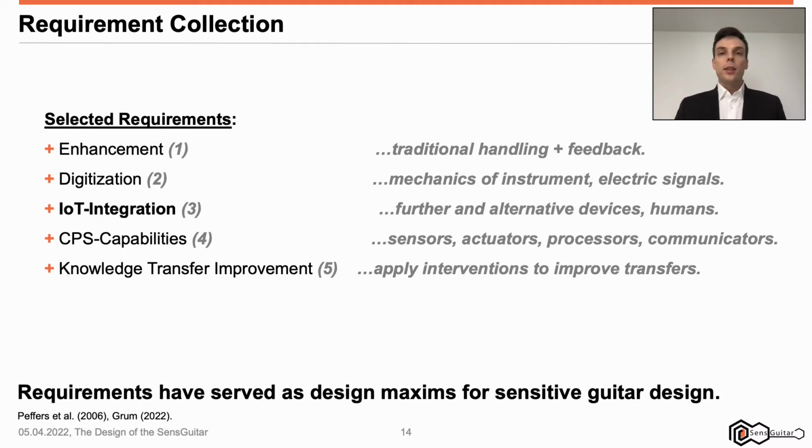Third, IoT integration. Internet of Things integration. The stringed musical instrument as technical device needs to be integrated in the IoT structure, so that a communication by the stringed musical instrument and further dialogue partners can be realized. These partners can refer to further sensitive instruments, alternative devices, and human process participants.